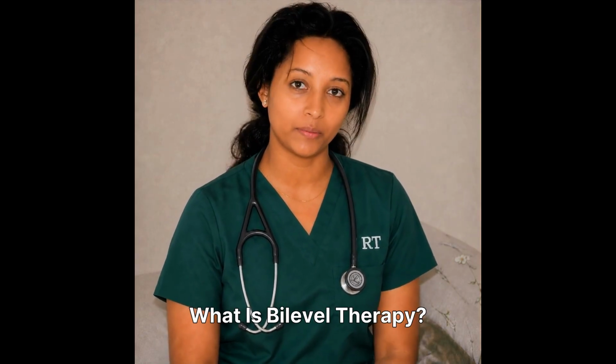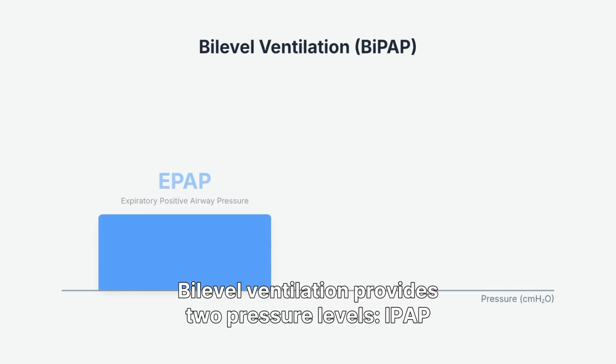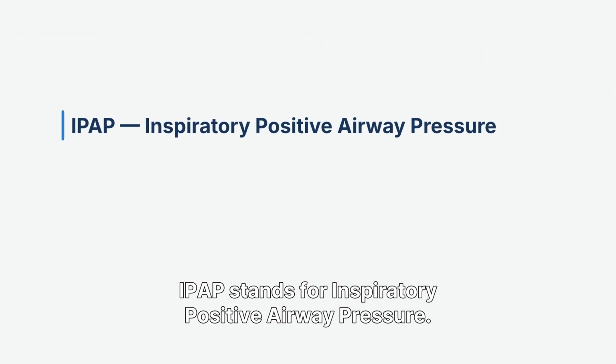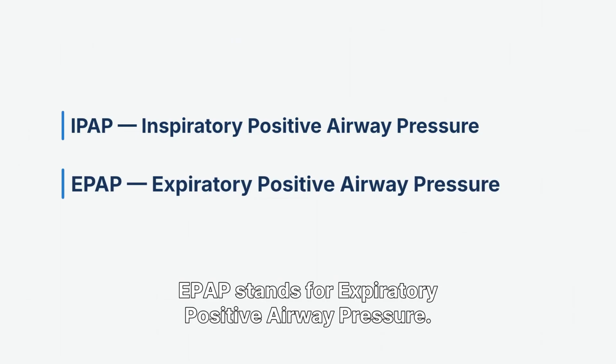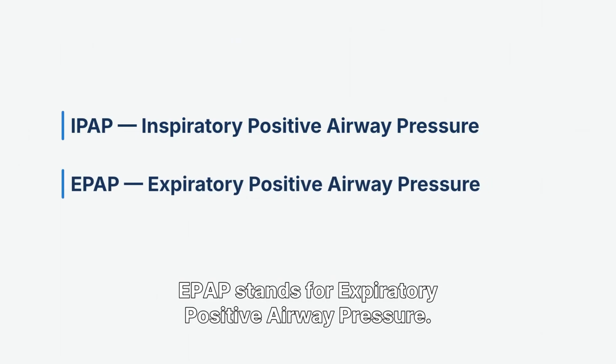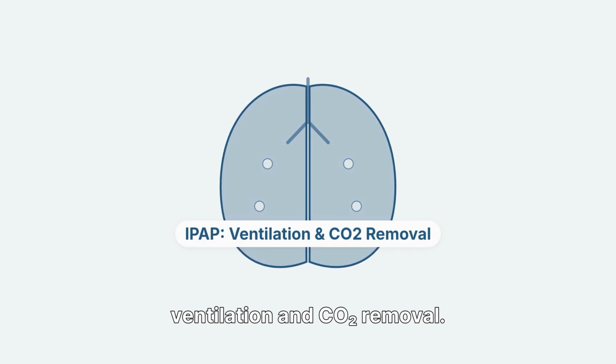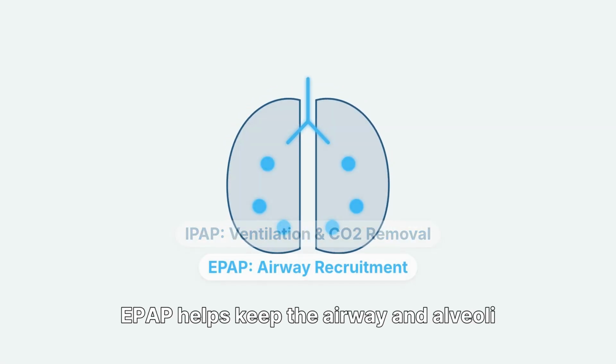What is bilevel therapy? Bilevel ventilation provides two pressure levels, IPAP and EPAP. IPAP stands for inspiratory positive airway pressure. EPAP stands for expiratory positive airway pressure. Think of it like this. IPAP helps ventilation and CO2 removal. EPAP helps keep the airway and alveoli open.